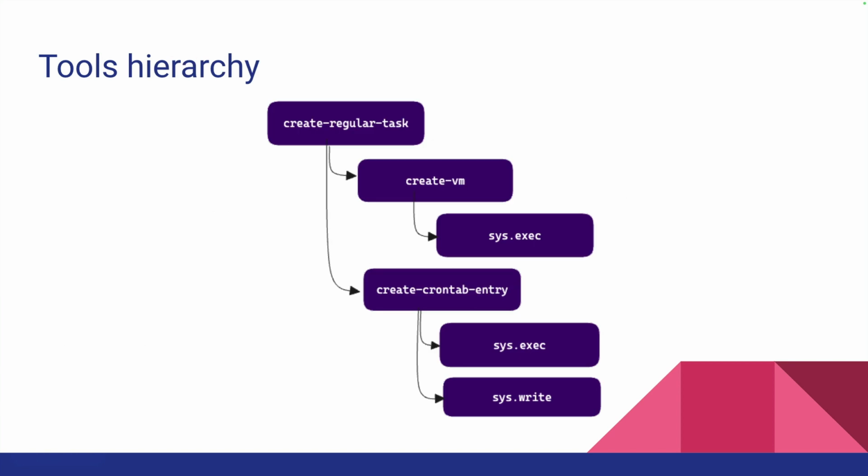Just to summarize a bit, we can see here the tool hierarchy. Create regular task is the high-level tool which needs to call create VM or create crontab entry based on the instruction to execute. Also, create VM and create crontab entry rely on sys.exec and or sys.write if a local command needs to be executed or if a local file needs to be created. The tool hierarchy is one of the powerful features available in GPT-script.